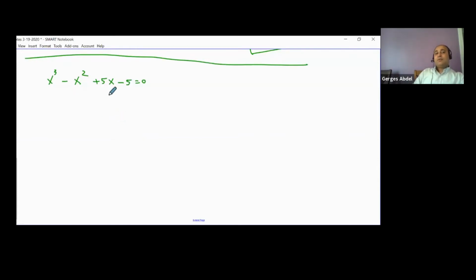x cubed minus x squared plus 5x minus 5. Obviously, you cannot factor this one because it is not a quadratic equation. But what you can do here, first step, is graph it. Can you graph it in Desmos or the calculator and find the first root, or the first zero? If I graph this one, it is going to look like this.